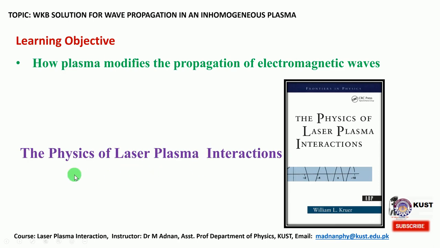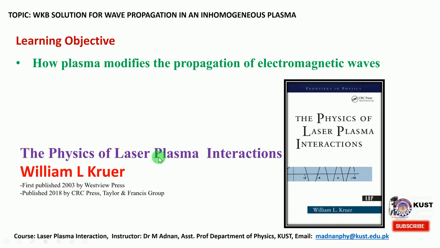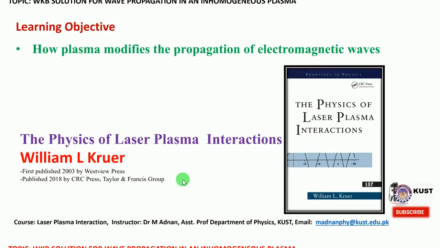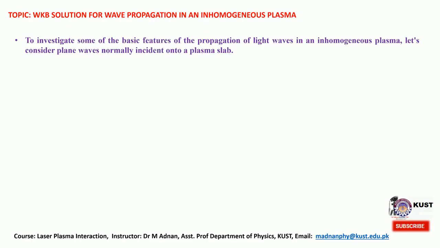In this course, we are following the book The Physics of Laser Plasma Interactions by William L. Kruer. In this lecture, I have taken the illustrations from this book. As I told you in the last lecture, we have to investigate some of the basic features of the propagation of light waves, or electromagnetic waves, in an inhomogeneous plasma today.